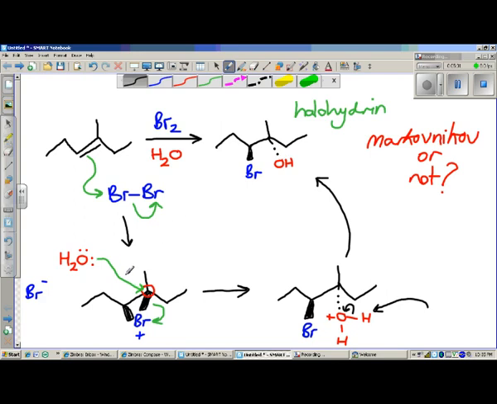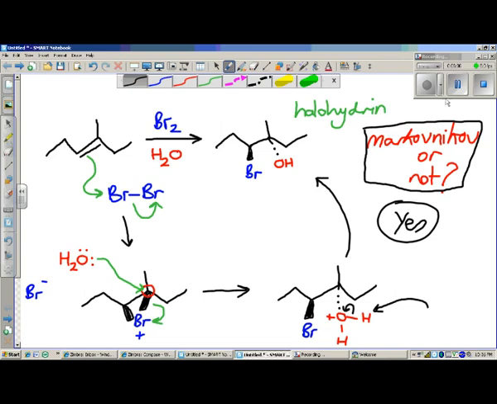So once again, when you ask the question, is this a Markovnikov product or not, you want to ask yourself, which carbon is the nucleophile attacking in the second step? Is it attacking the most stable carbocation, or is the nucleophile adding in the most substituted carbon? If that's yes, it's a Markovnikov product. Or is it adding in the least substituted position, in which case it's anti-Markovnikov? So you can see this is a Markovnikov product. Yes, it is. And that is halohydrin formation across a double bond.